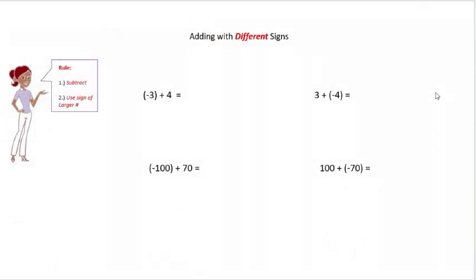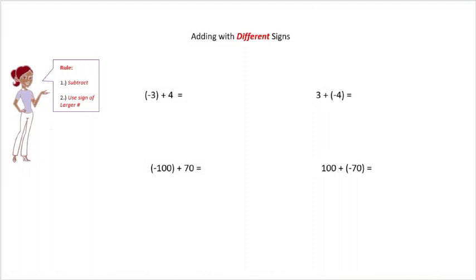So adding with different signs, the first thing you will do is subtract the two numbers. So in our first example, we have 3 and 4, and when we subtract that, we would get 1. Then we're going to look at the larger number and determine whether it's positive or negative. So in this case, our larger number 4 is positive. So the difference between the two numbers is 1, and it will be positive 1.